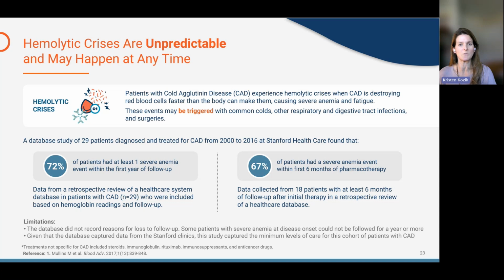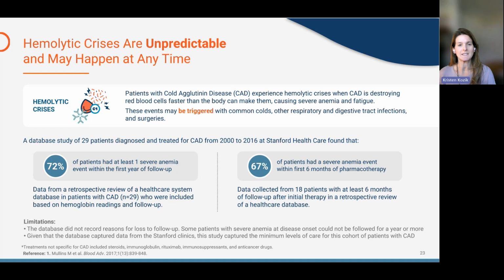And they may be triggered by common illnesses, such as respiratory and digestive tract infections, and by surgeries. What's important to understand is that hemolytic crises are unpredictable and may happen at any time. A database study of 29 patients diagnosed and treated for CAD from 2000 to 2016 at Stanford Healthcare found that roughly 72% of patients had at least one severe anemia event within the first year of follow-up.